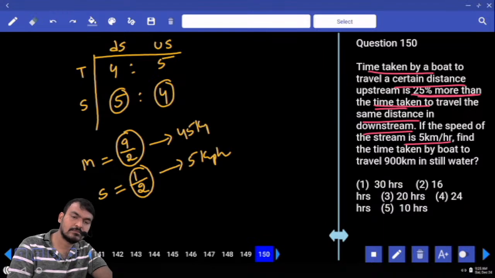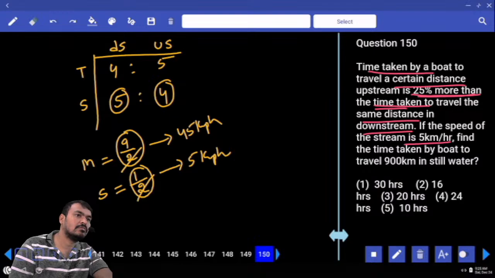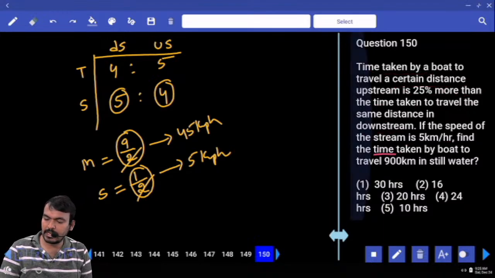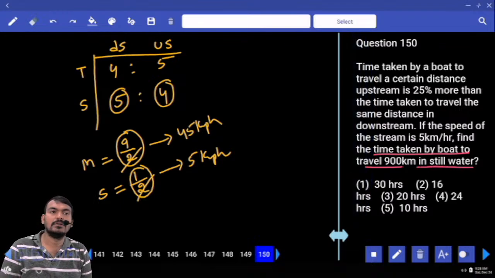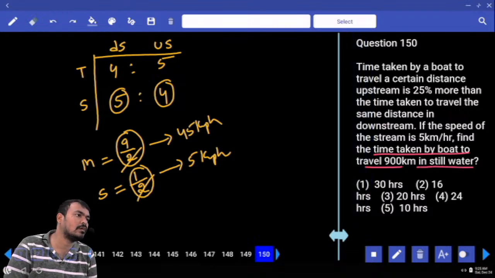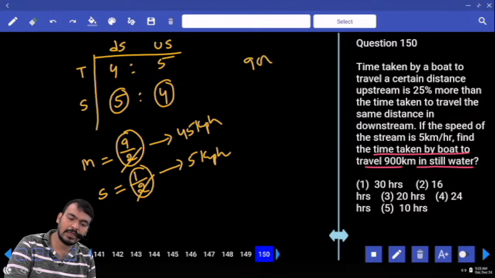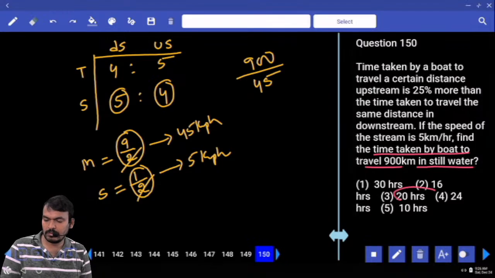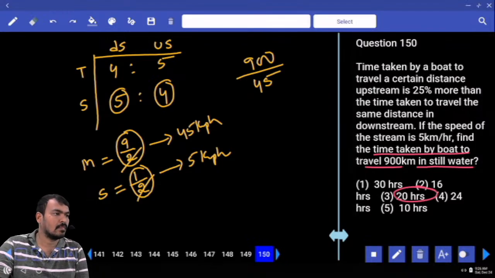Then the M value is 45. The 2 gets cancelled. What is the ratio? 9:1. What is the one part value? 5. 9 parts value is 45. What is the question here? Find the time taken by the boat to travel 900 kilometers in still water. Still water means only boat speed. What is the distance value? 900. What is the boat speed? 45. 900 by 45 is 20. Yes or no?